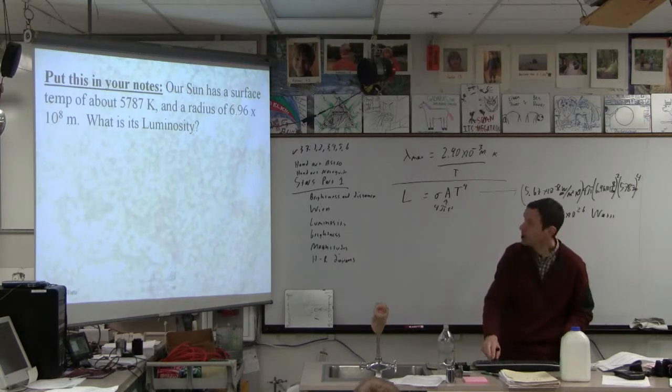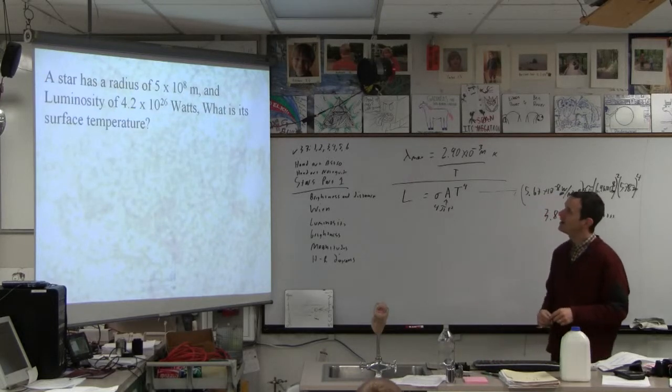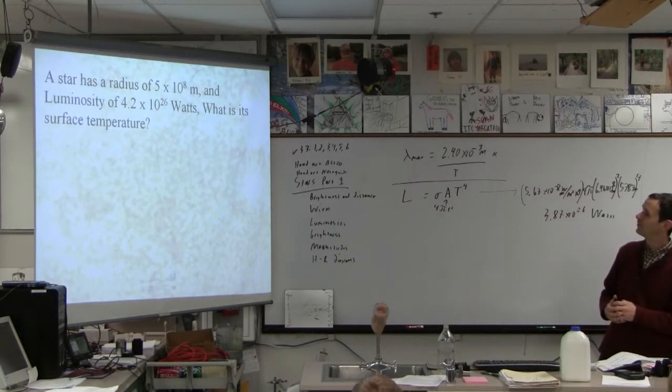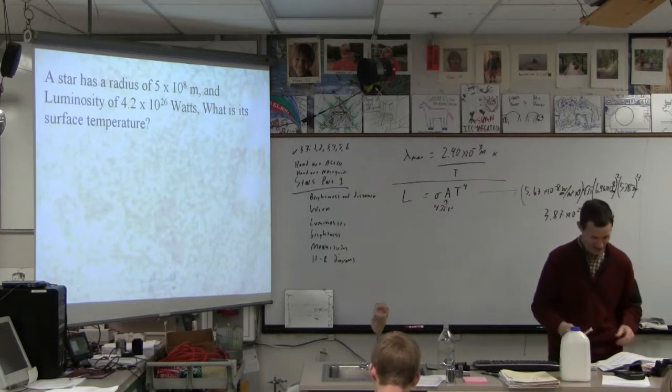You guys ready to try this? The star has a radius of 5. We have only one sig fig here, right? Apparently my answer has 2, but this thing has only 1, right? A luminosity of 4.2 times 10 to the 26 watts. Luminosity. Thank you.